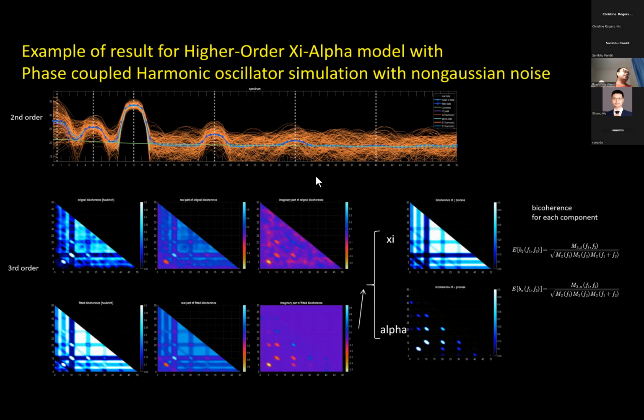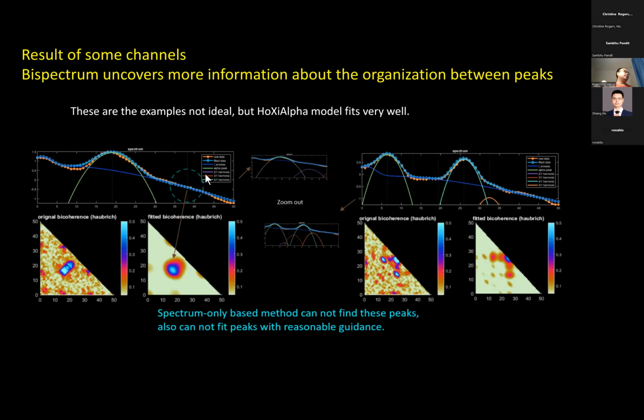Because the spectrum used here is the total spectrum to get the normalized one, so we have a small value here. And here is the bicoherence of the alpha process, which is very sparse dots, and only appears where the harmonics have a relationship. Here is the result for some channel which has imperfect harmonic phenomena, but you can see why this model is better than a spectral-only model.